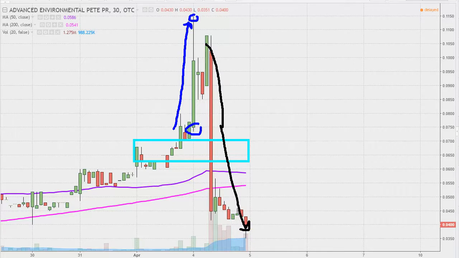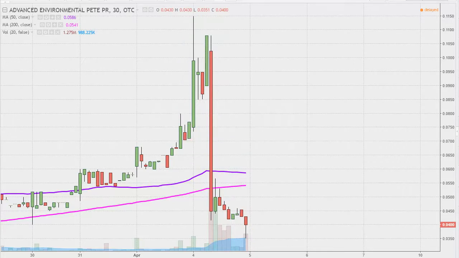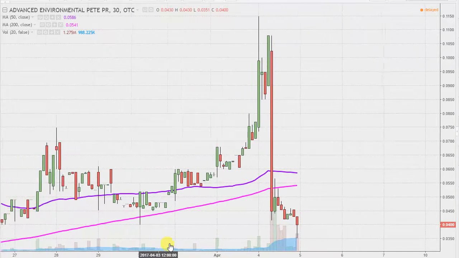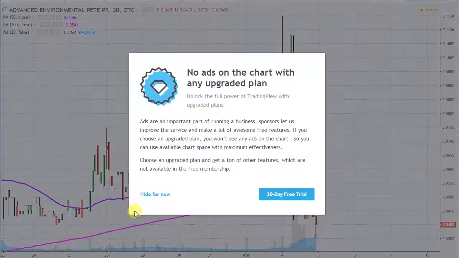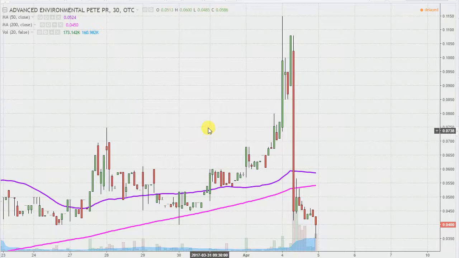Now, can the price recover? Sure, anything is possible, but as far as the price action itself is concerned, yeah, a pump and dump, that's the best way to put it. Price got pumped up, made a great move, and then within a very short amount of time, went right back to where it all started.